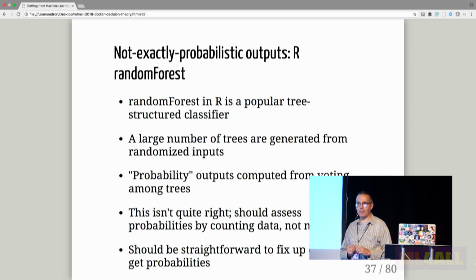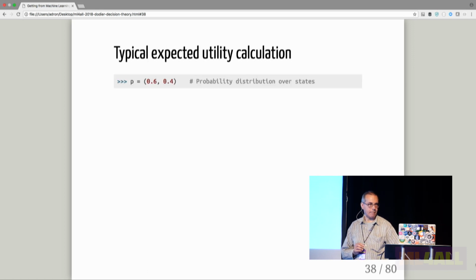Another important example of a non-probabilistic model is the random forest, which, as it's implemented in R, is not quite probabilistic. It uses a voting scheme among a number of randomly generated tree models. And I think that it would probably be possible to easily modify this to give an exactly probabilistic output. So let me just walk through a very brief example.